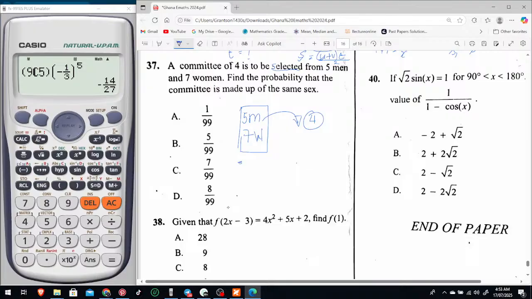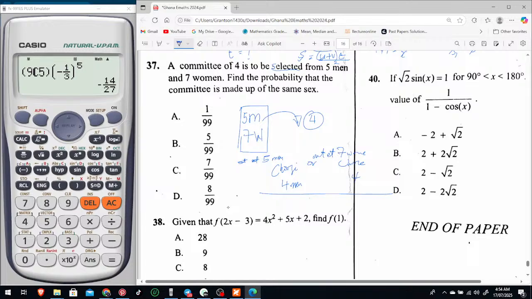So out of 5 men, choose 4 men, right? Or out of 7 women, choose 4. All over the total number.